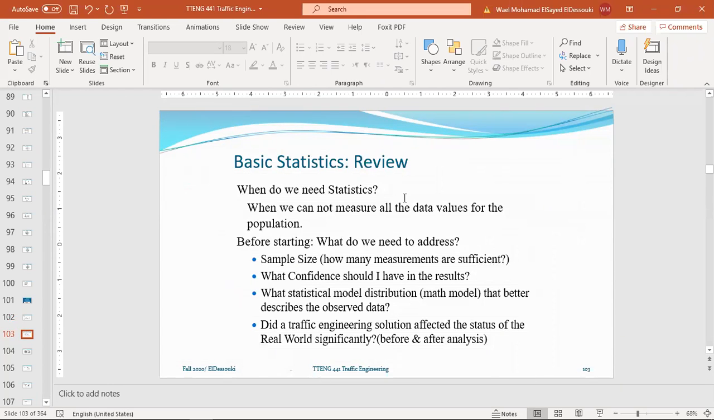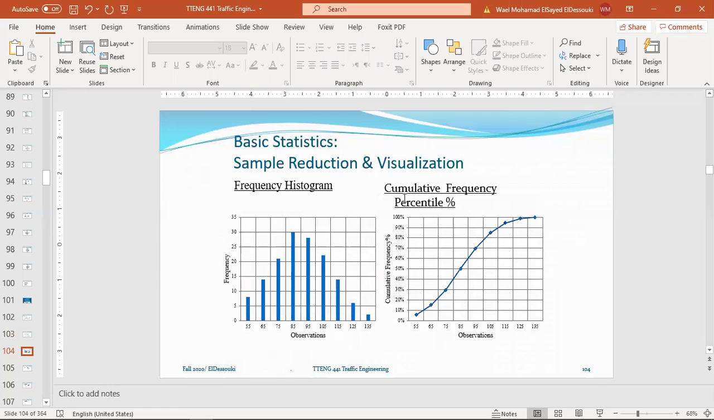We need to have, first of all, the sample size, because it determines how many measurements are sufficient. What confidence do we have in the results? What is the statistical model to use? These are questions that we need to understand before starting our statistics or sampling.